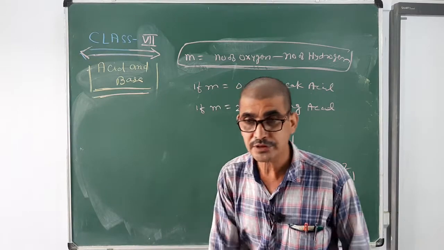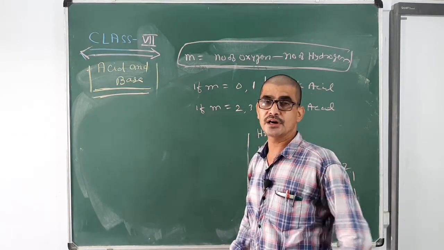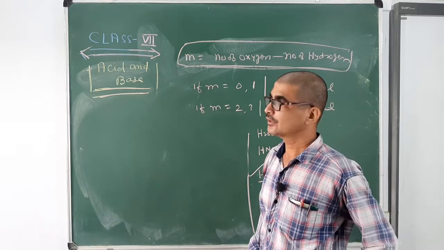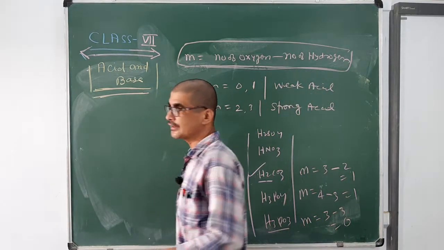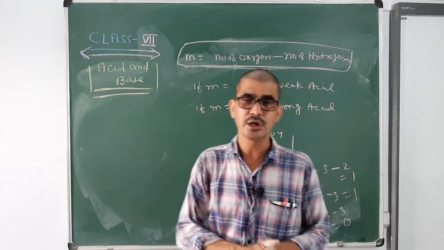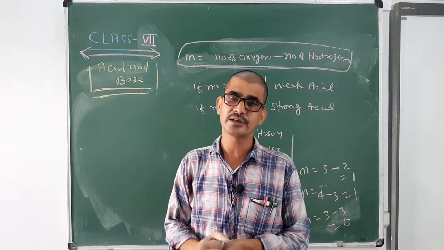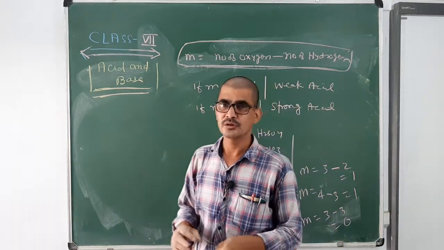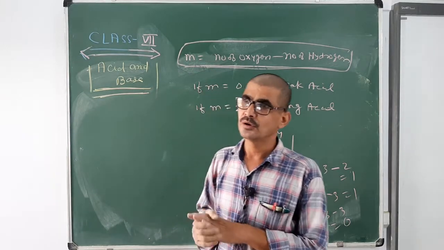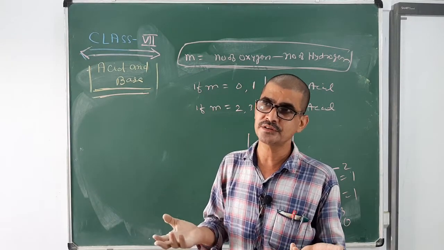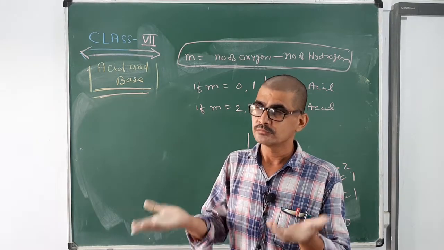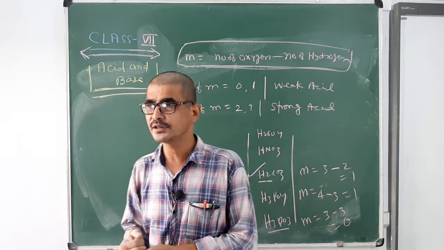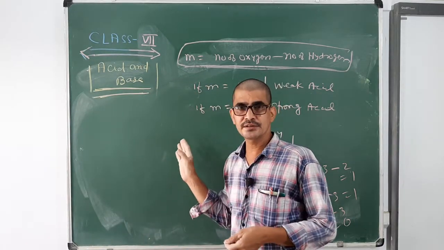Now, another important thing, all organic acids are weak acids. Organic acids are weak acids, suppose acetic acid, which is present in vinegar. Vinegar we use in chowmein, so it is edible, and it is called a weak acid. Lemon contains citric acid, which is called a weak acid. Guava contains oxalic acid, also known as a weak acid. So all organic acids are weak acids.